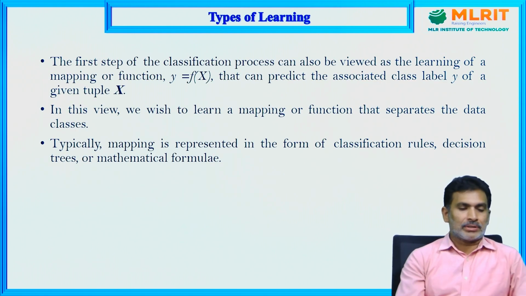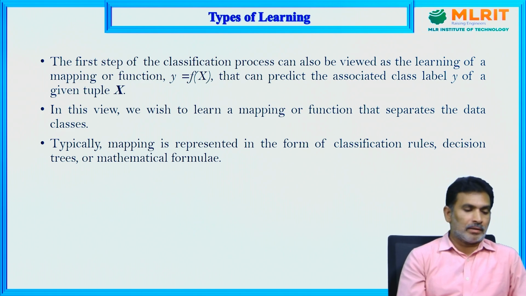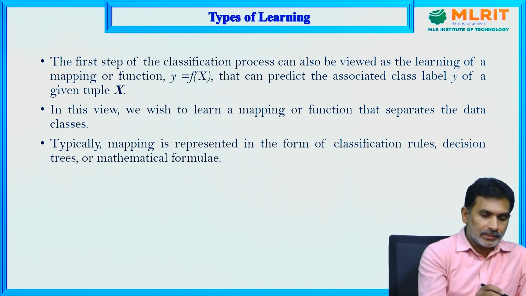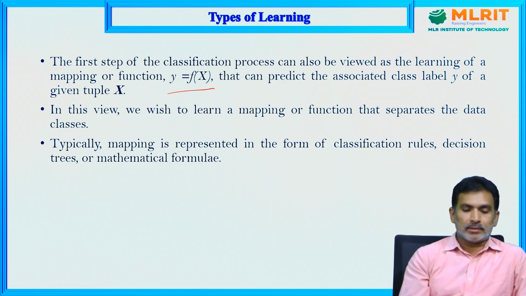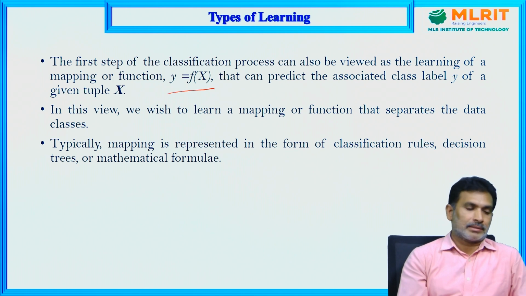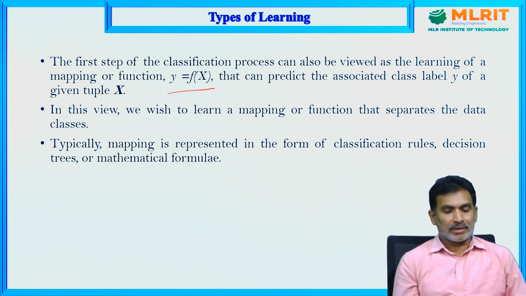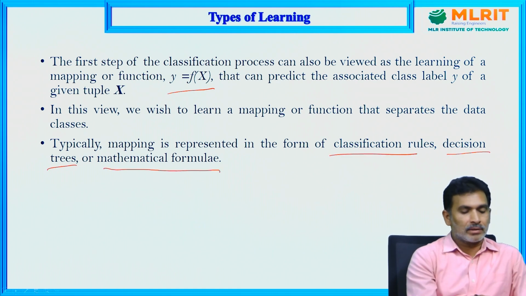The first step of the classification process can also be viewed as learning a mapping or a function. As I said, y is equal to f of x, which can predict the associated class label y of a given tuple x. In this view, we wish to learn a mapping or function that separates the data classes. Typically, the mapping is represented in the form of classification rules, decision trees, or mathematical formulas.